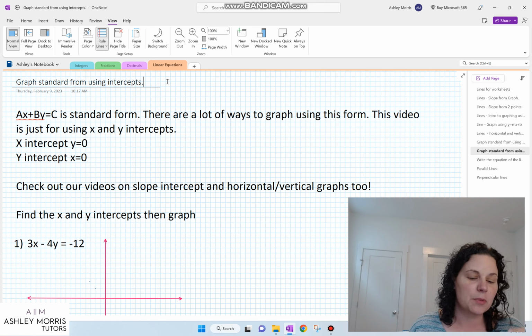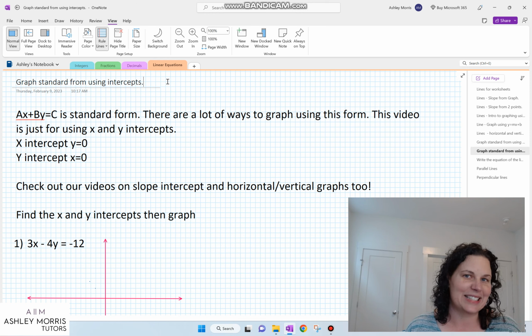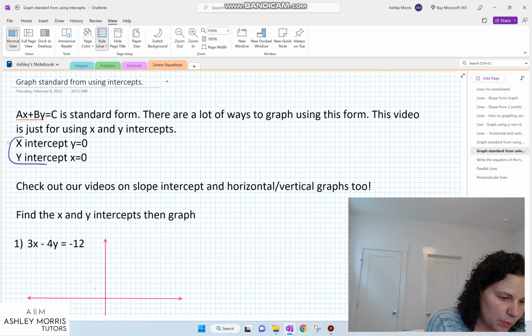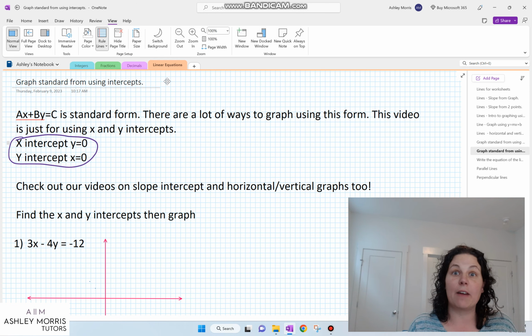The x-intercept is where you cross the x-axis. So if you're on the x-axis, y equals 0. That's important to remember. And the y-intercept is where you cross the y-axis, and that's where x equals 0. So this little piece right here, we got to remember that. We're going to use that for this.